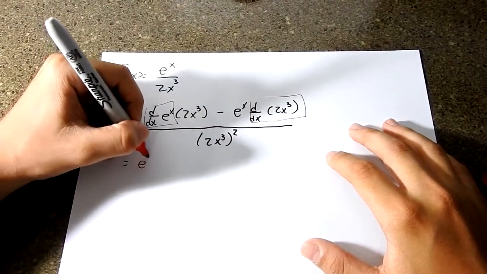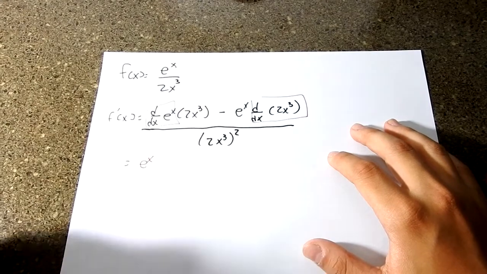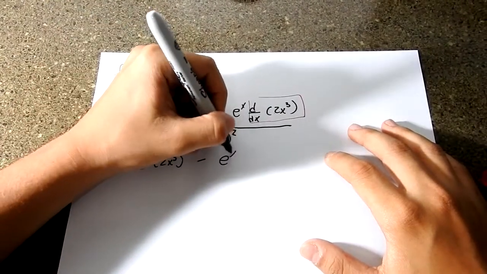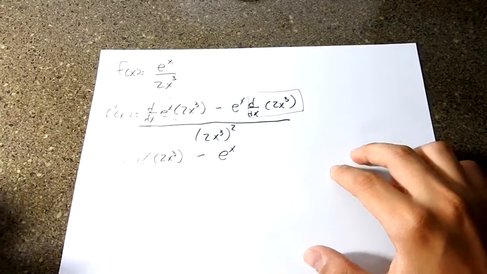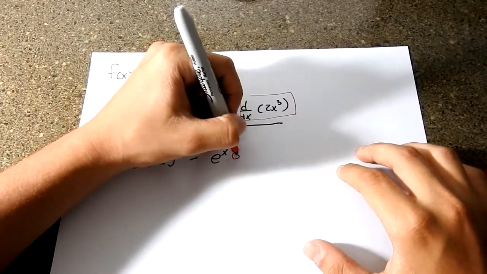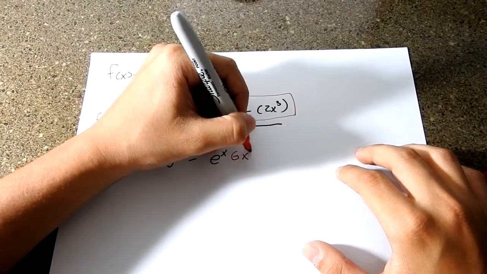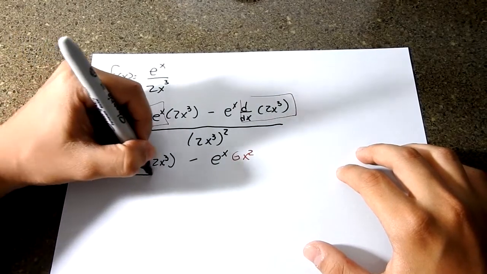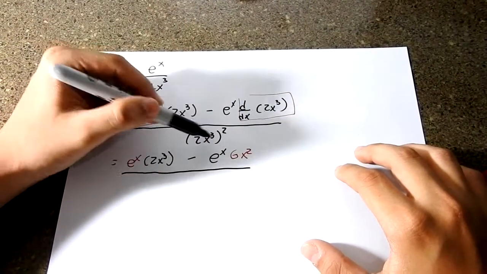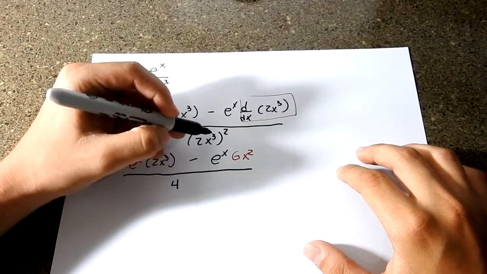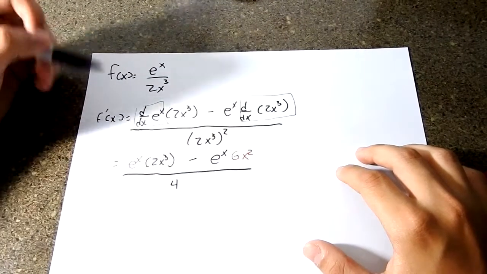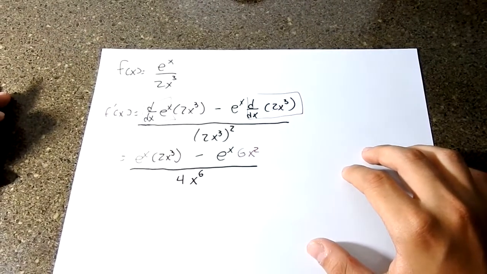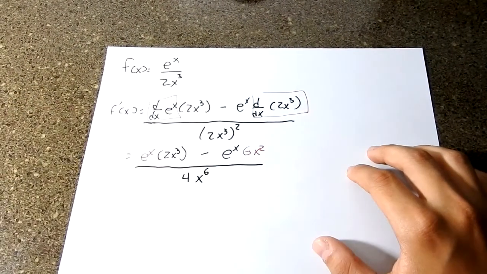Derivative of e to the x is just e to the x times 2x to the third power minus e to the x times derivative of 2x to the third power. It's going to be 6x squared, power rule over there, and then we have over 2 squared, which is 4, times x to the third power squared, which is x to the 6th power. So we have 4x to the 6th power.